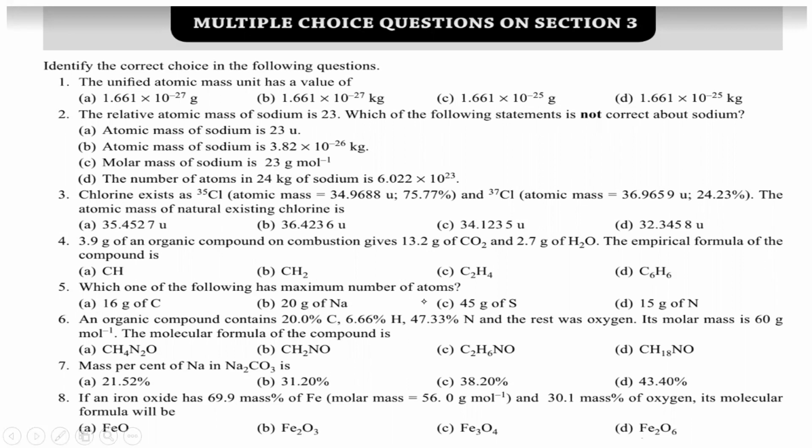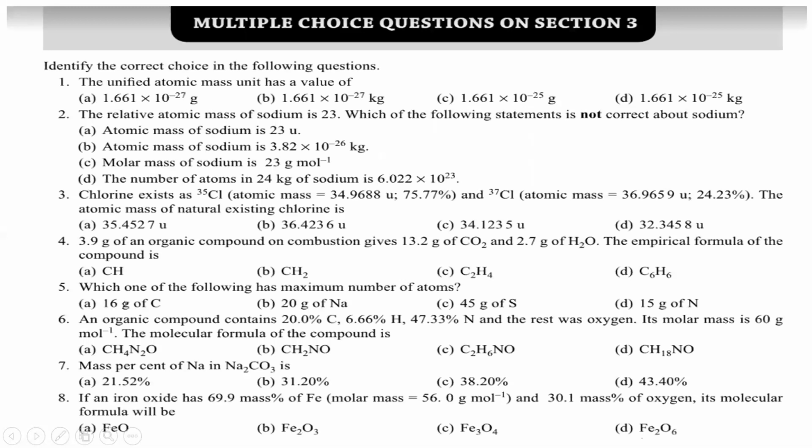So 16 grams of carbon. I'm solving it on another page. You can just see. First option, I write all the options here. First option, 16 grams of carbon. Second option, 20 grams of sodium. I'll verify the first two options, then you can find the third and fourth. So first option, 16 grams of carbon.